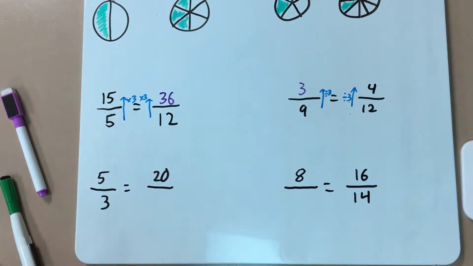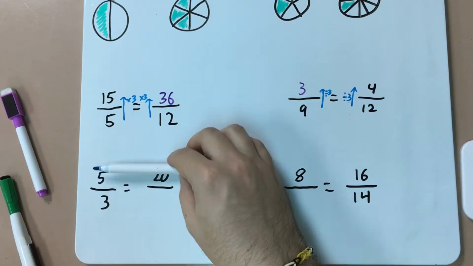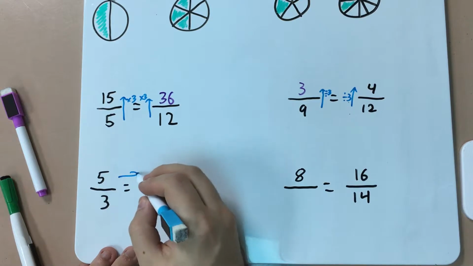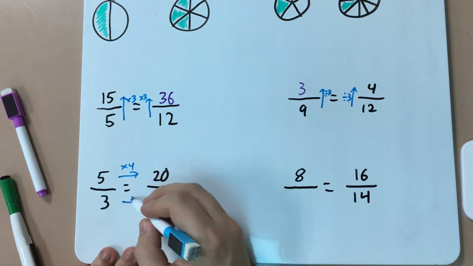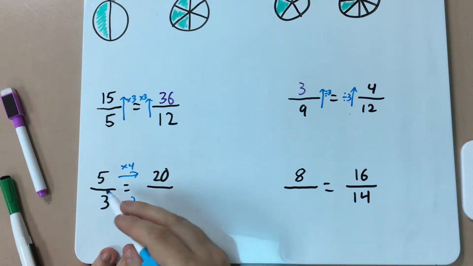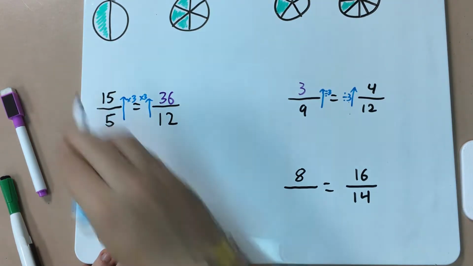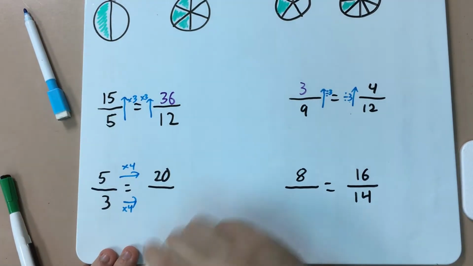So now let's come down here. For this one, I'm going to have to find either a left to right pattern or a top to bottom, numerator to denominator pattern. I think my easiest way to go here is going to be to see that I'm multiplying by 4 to get from the left fraction to the right fraction. 5 times 4 is 20. 3 times 4 is 12.